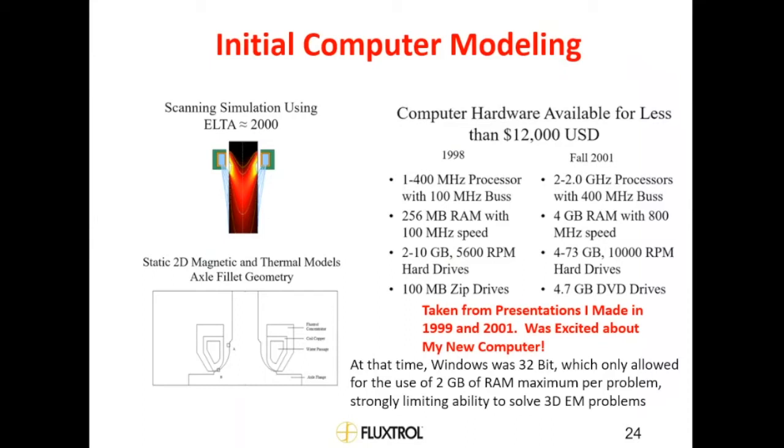Another thing to keep in mind is that Windows was only 32-bit. And this only allowed for the use of 2 gigabytes of RAM maximum per problem. In reality, once you account for some of the overall interface, you really had about 1.4 gigabytes of RAM that you could use. And this strongly limited the ability to solve 3D EM problems. You just couldn't get enough elements to get an accurate solution without too many compromises.